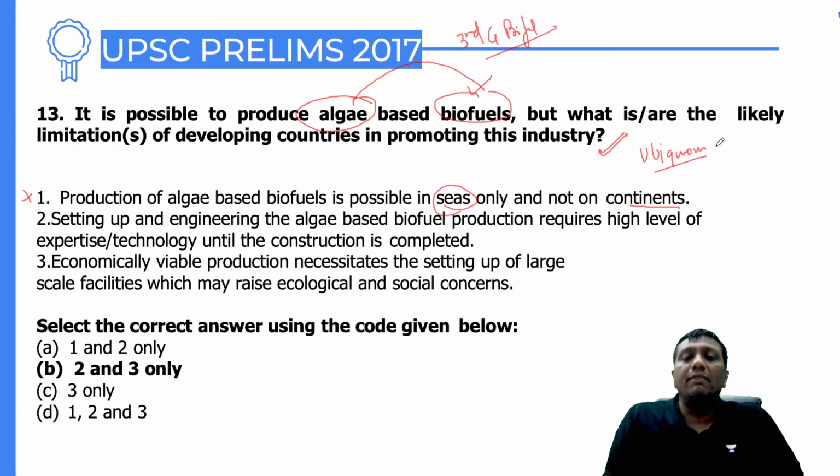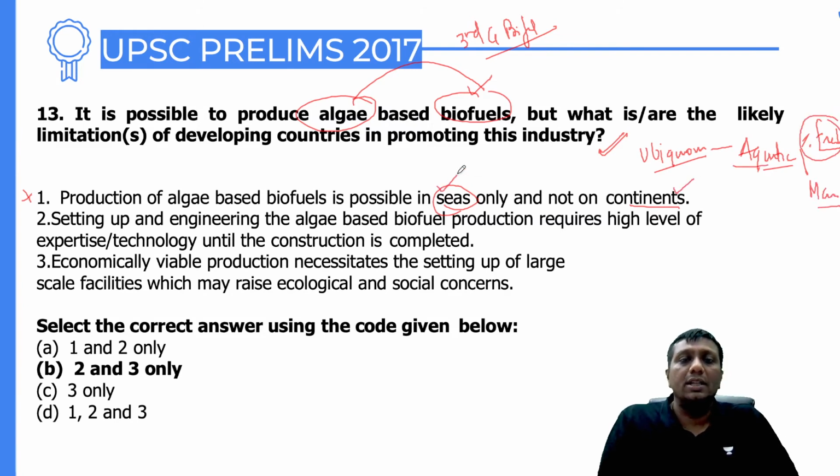Ubiquitous means they are found everywhere in water bodies. They are aquatic in nature, and they grow in every type of water body. Whether the water is fresh water or marine water does not matter. Fresh water is actually available on the continent, and algae are also there. So how can you say that algae-based biofuel production is only in the sea? No, it is wrong. It is possible in both the sea and the continent.